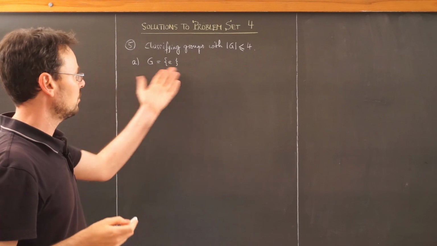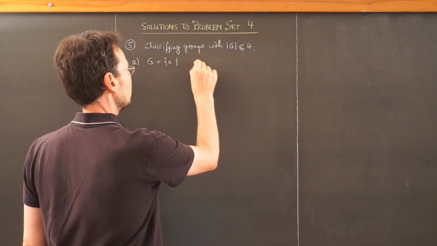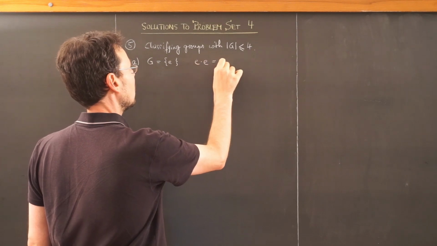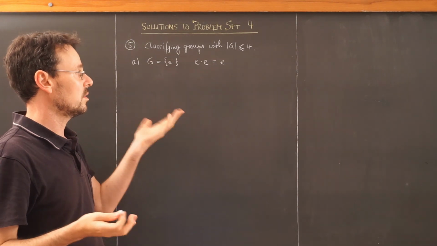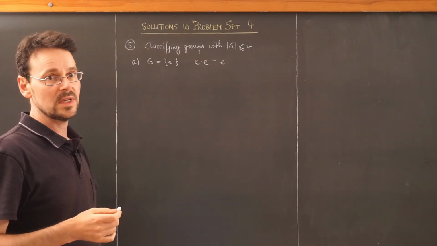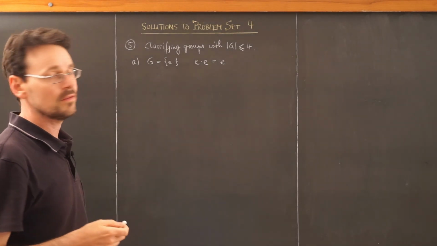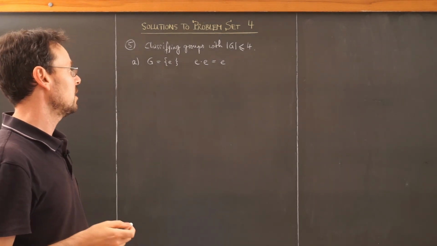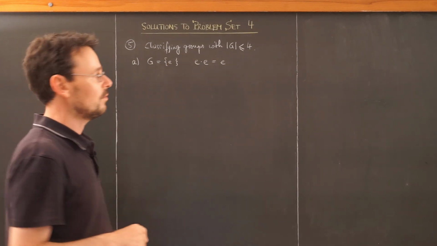Of course, for a set with one element, this is trivial, because we define the operation to be E dot E equals E. So E is the neutral element or identity and its own inverse. And this, of course, is associative, so we have a group. And obviously there is only one possibility. So there is one group of order 1.